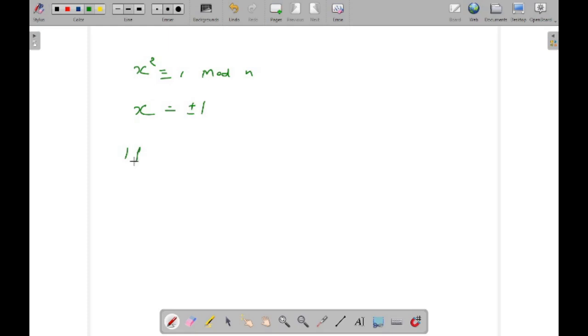If n is prime and h square is congruent to 1 mod n, this holds only for two values, plus 1 and minus 1. If this congruence holds for more than two values, then that number n is a composite number.